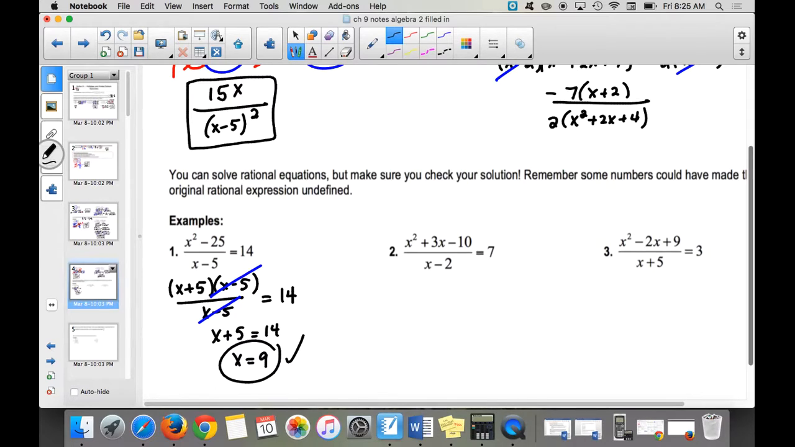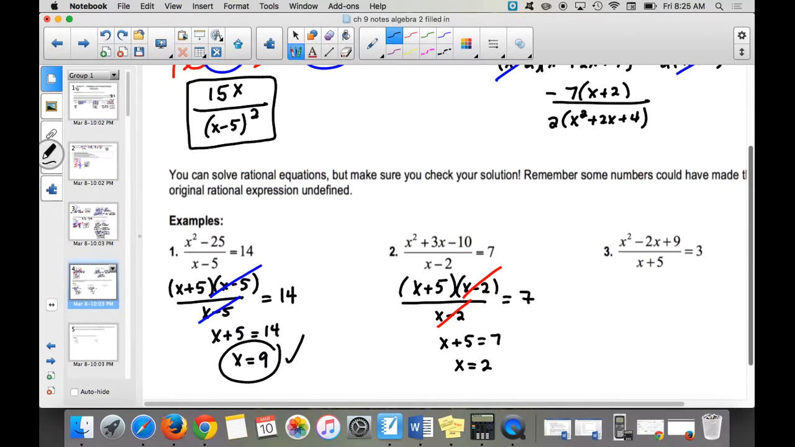So on this next one, if I factor, I have x squared plus 3x minus 10. So I factor into x plus 5 and x minus 2, right? So my outer and inner combine to be that 3x. And then it's over x minus 2. So those x minus 2's cancel. So we have x plus 5 equals 7. So I get x equals 2.